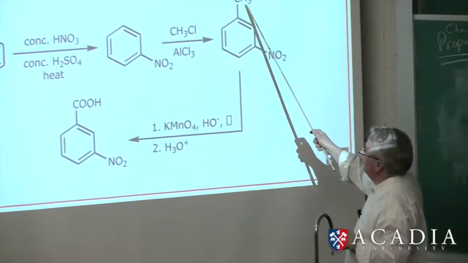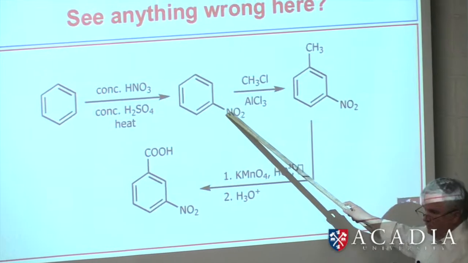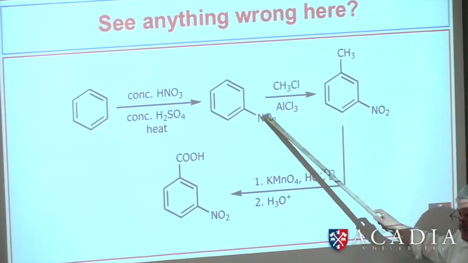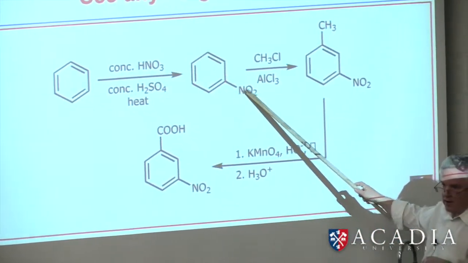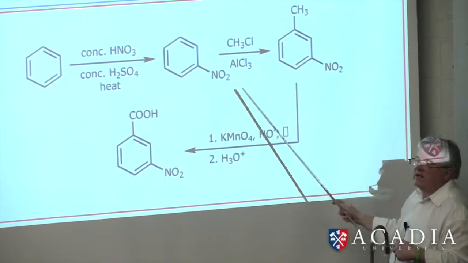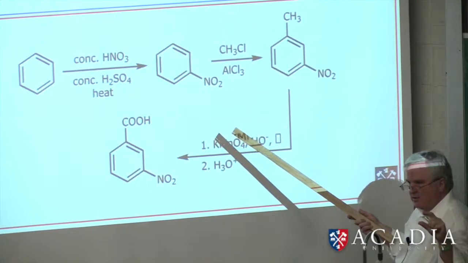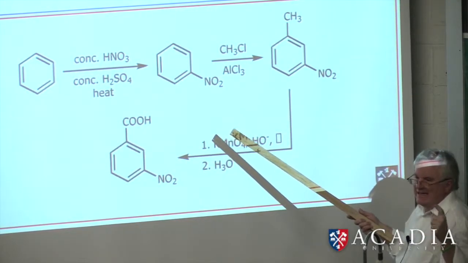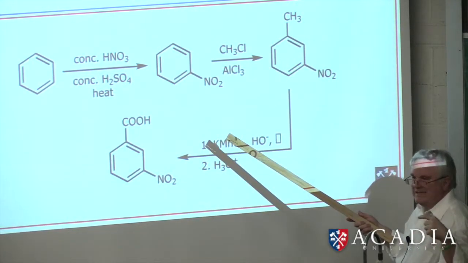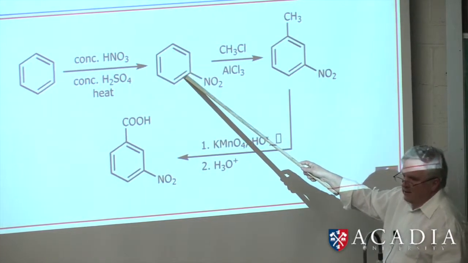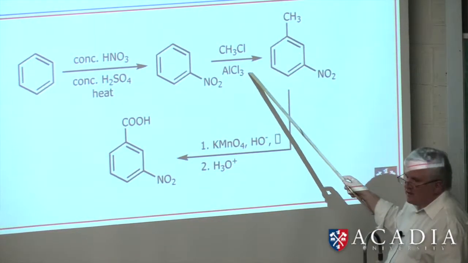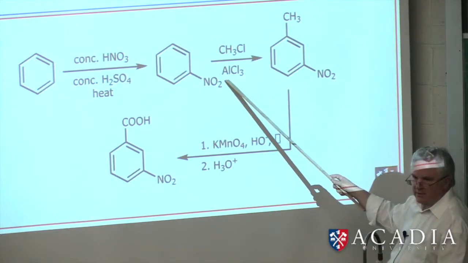The alkyl group is an ortho-para director, but we... No, the NO2 group is a meta-director, very electron withdrawing. This is one of the limitations of the Friedel-Crafts reactions. Remember we had all those limitations? One of them was it really doesn't work well when we put deactivating groups on the ring. So this reaction, if it went, it would be a very poor yield.